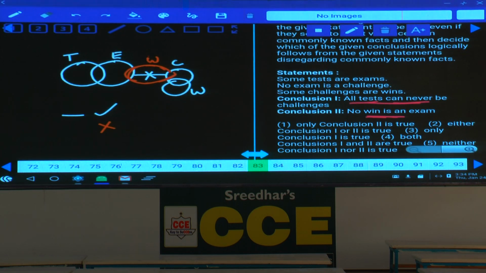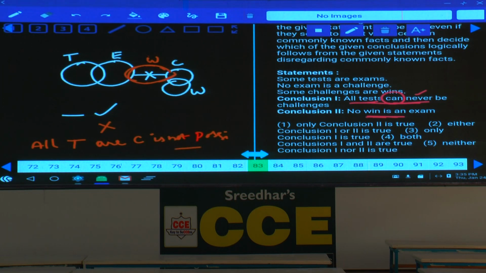Yes, how to represent this one? All tests can never be. Can stands for a possibility, never means negative. Hence the same thing can be written as all tests or challenges is not possible, isn't it? Can never be should be written like this. All tests or challenges can never be possible, isn't it?